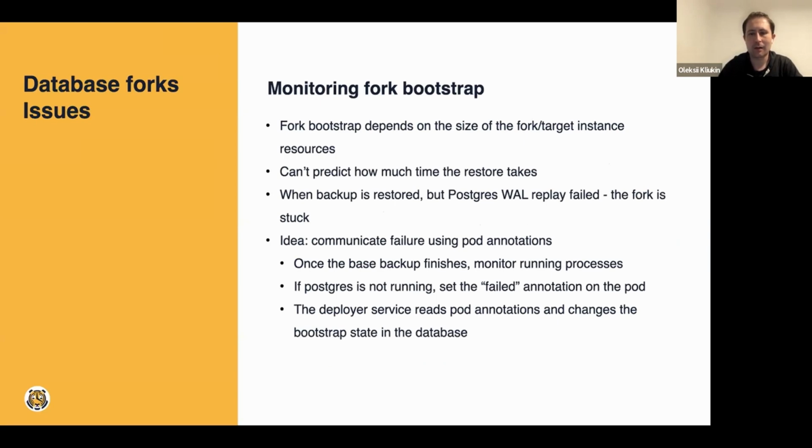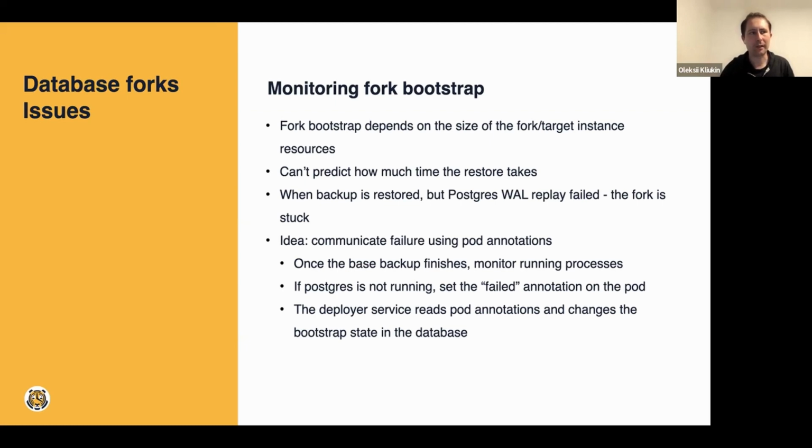So basically, at the step where Postgres is started and the backup and the raw files are restored, we can look for running Postgres processes. And upon finding none of those, we can immediately annotate the pod with an annotation saying that the Bootstrap has failed. And the deployer service, the one that monitors a running instance and looks at its current state, can also watch for the pod, basically subscribe to its changes.